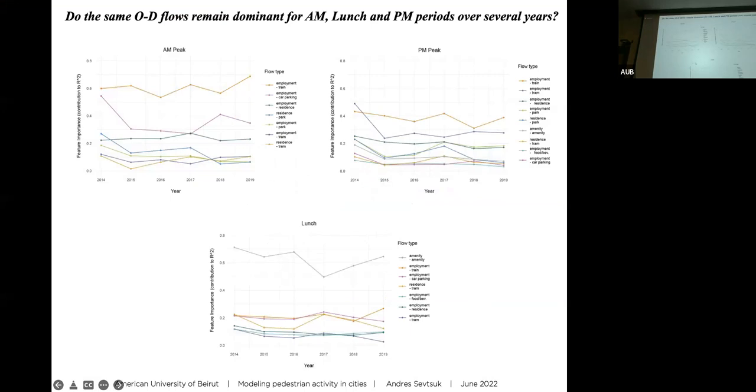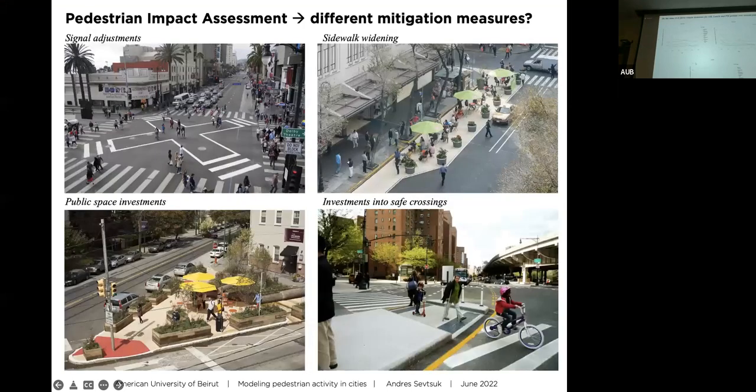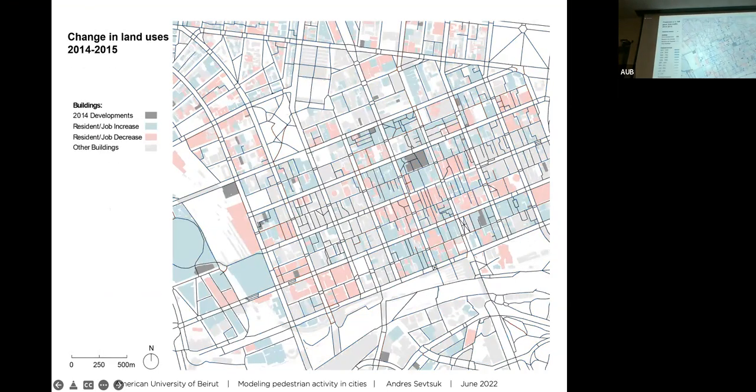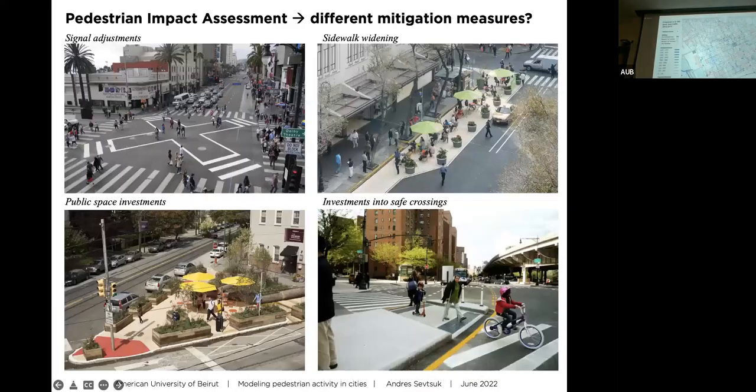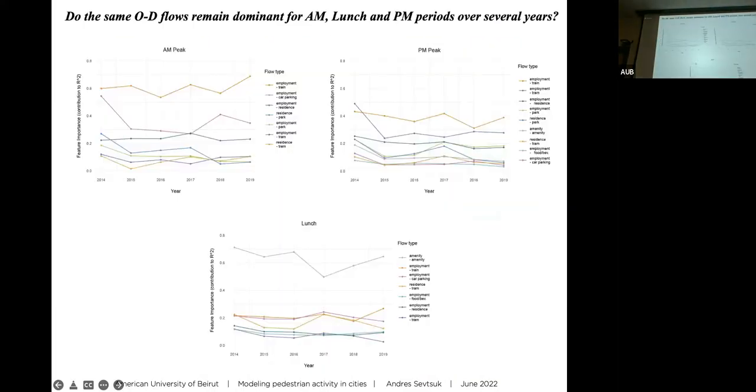So here we have the same feature importance. These feature importance factors depicting the 2014 conditions, we asked ourselves, would it differ if we did this model for 2015? Would the lunch trips be different, amenities to amenities? Maybe something else going on. So we did it for every year available in the data set, from 2014 to 2019.